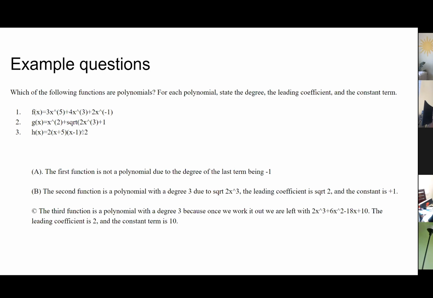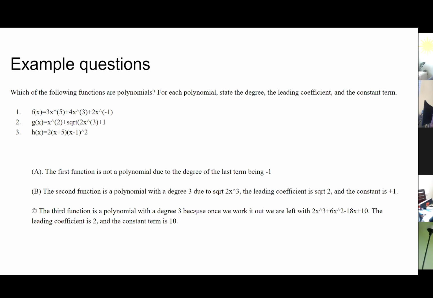Okay. So for h of x, this one is a little bit different because it's in factor form, so we basically have to factor it out. So we have 2 parentheses x plus 5 parentheses x minus 1 squared. I didn't really have time to show you guys how to do it, but we worked it out, and it's 2x to the third power plus 6x squared minus 18x plus 10.